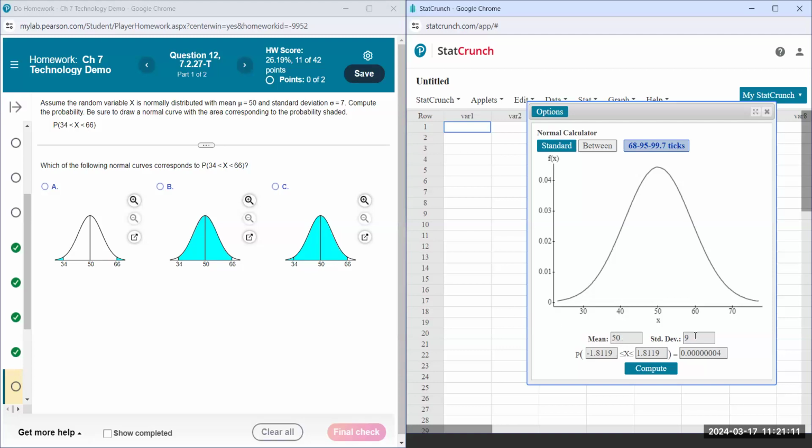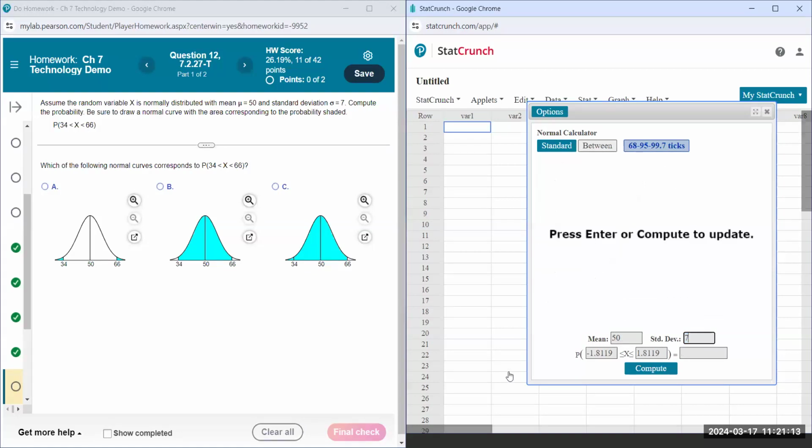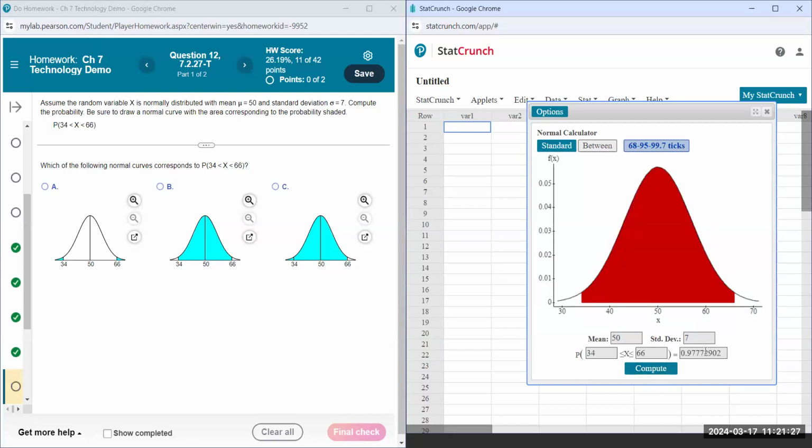So the mean is 50. My standard deviation is 7. You put your own numbers there. And then I'm going to say 34, 66. So $50, $7, $34, $66. They're all the same units. This is the only one that's not in dollars, which is almost all, 98% of all bills will be between 34 and 66.